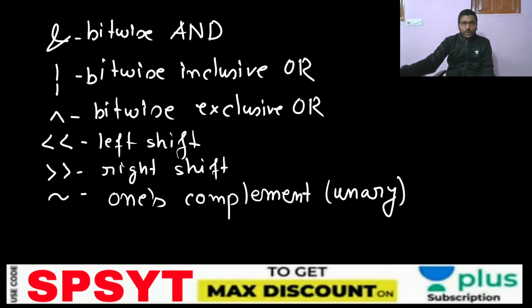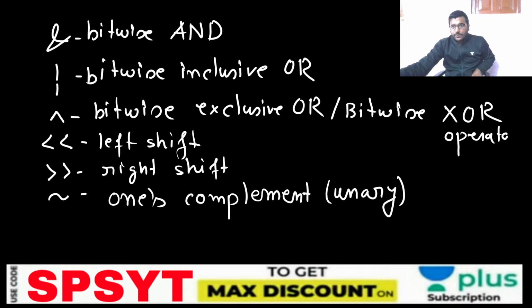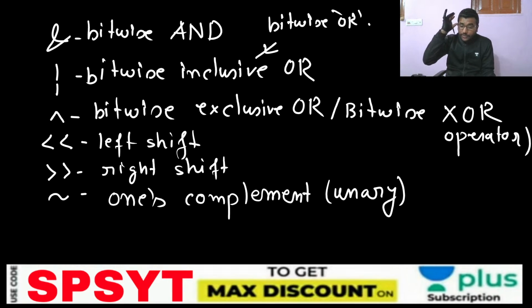The bitwise exclusive OR is even called the bitwise XOR operator. Sometimes it is called bitwise XOR, and bitwise inclusive OR is sometimes simply called bitwise OR. Now one by one we will see.